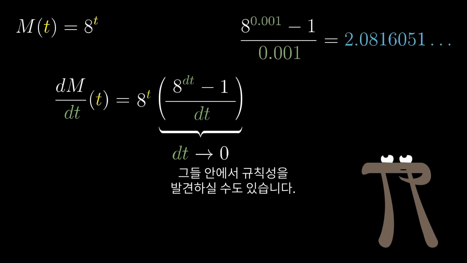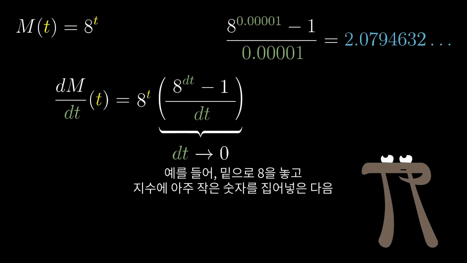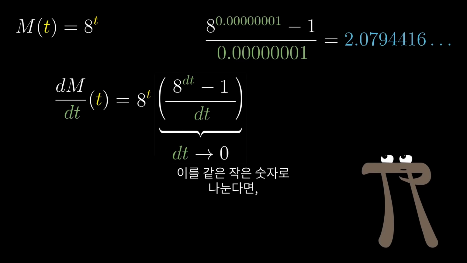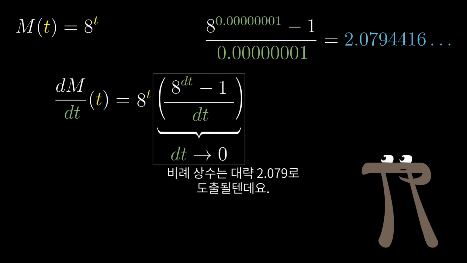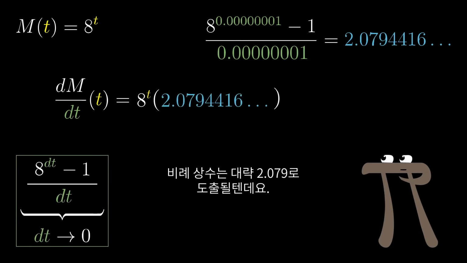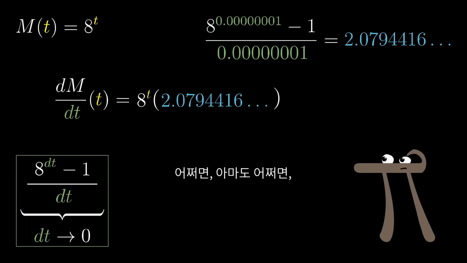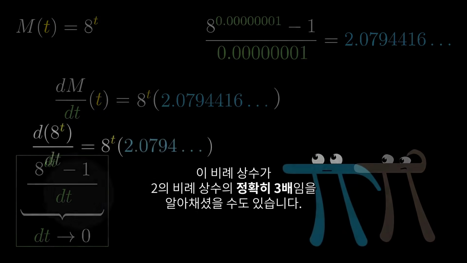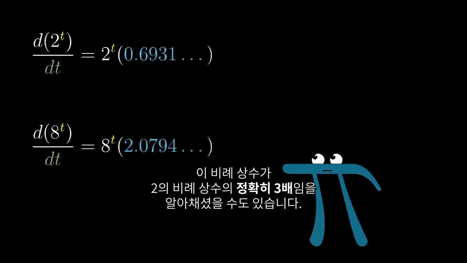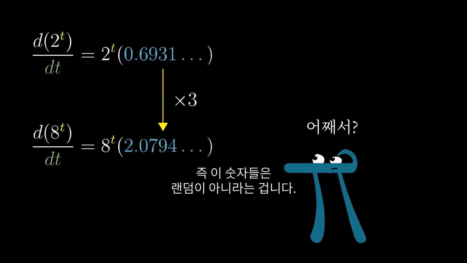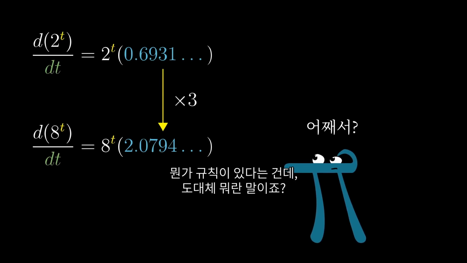And for other bases to your exponent, you can have fun trying to see what the various proportionality constants are, maybe seeing if you can find a pattern in them. For example, if you plug in 8 to the power of a very tiny number, minus 1, and divide by that same tiny number, what you'd find is that the relevant proportionality constant is around 2.079. And maybe, just maybe, you would notice that this number happens to be exactly 3 times the constant associated with the base 2. So these numbers certainly aren't random, there is some kind of pattern.